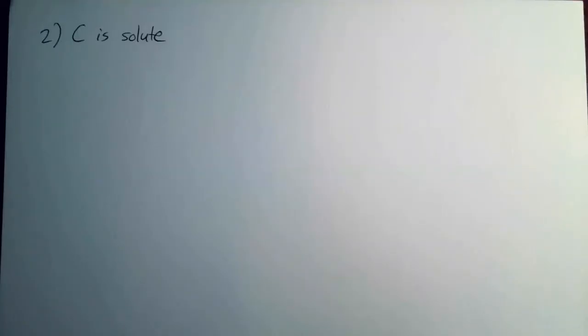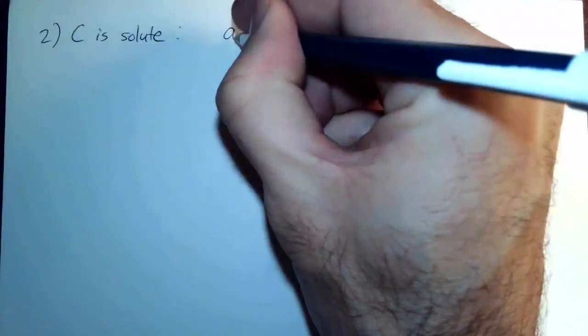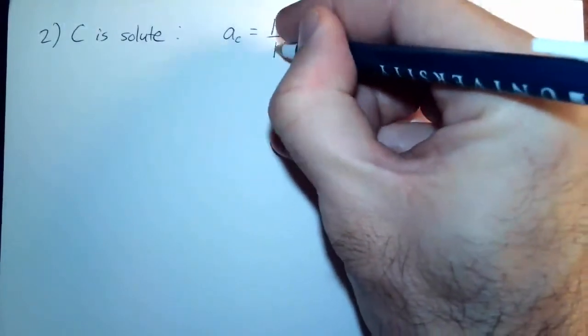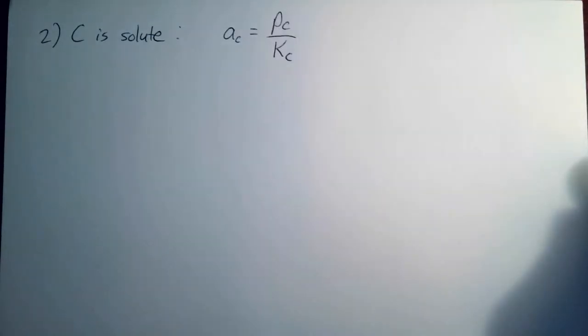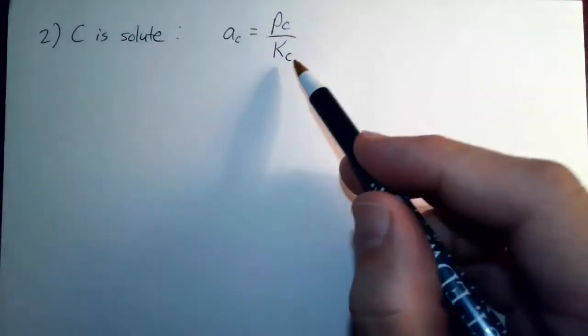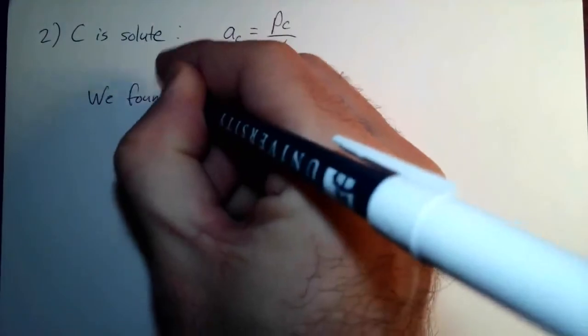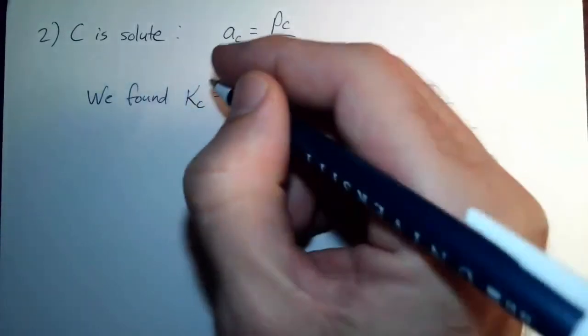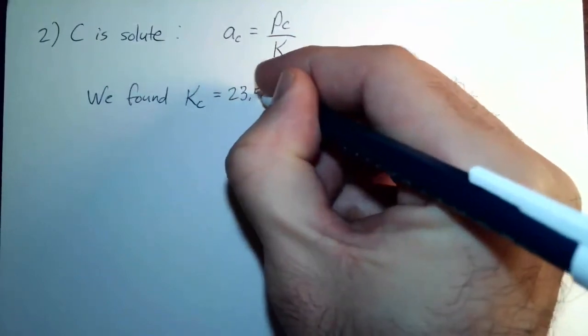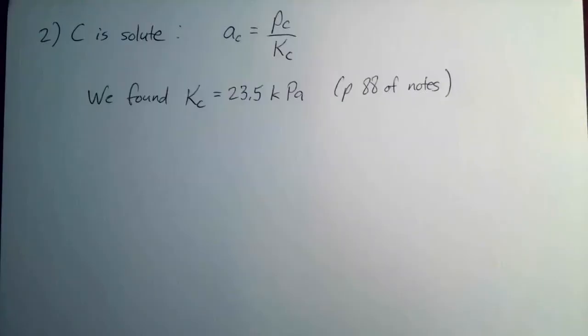Okay, now let's do the case where C, chloroform, is the solute. So we look back in our notes and we see that the activity for the solute is the partial pressure of the solute over Henry's constant. And in this case, we already found Henry's constant back in section 5A. So we found that Henry's constant for chloroform is about 23.5 kilopascals. You can see that calculation on page 88 of these lecture notes.